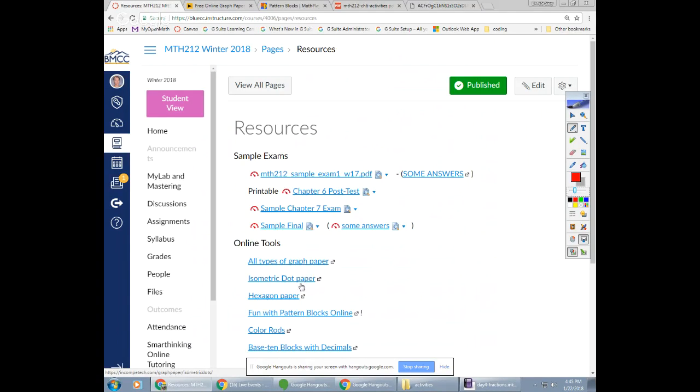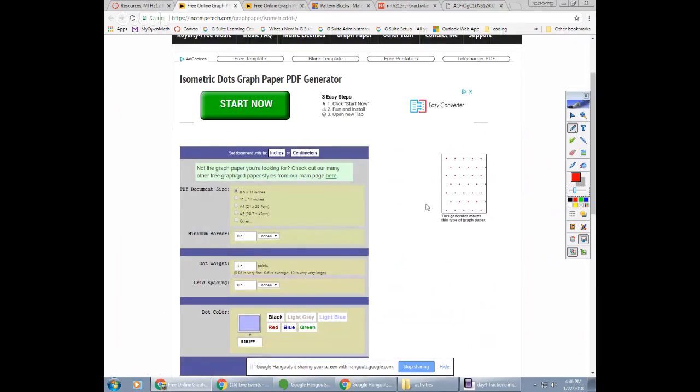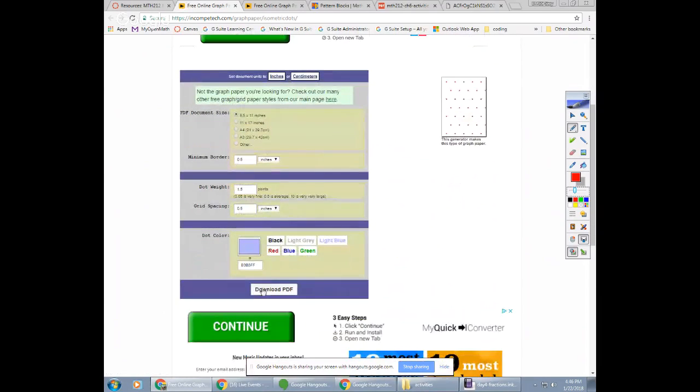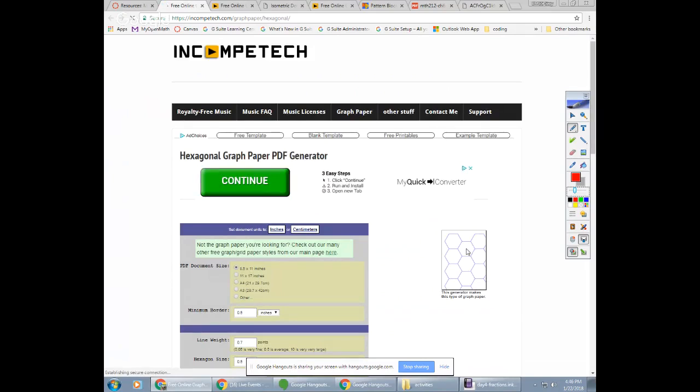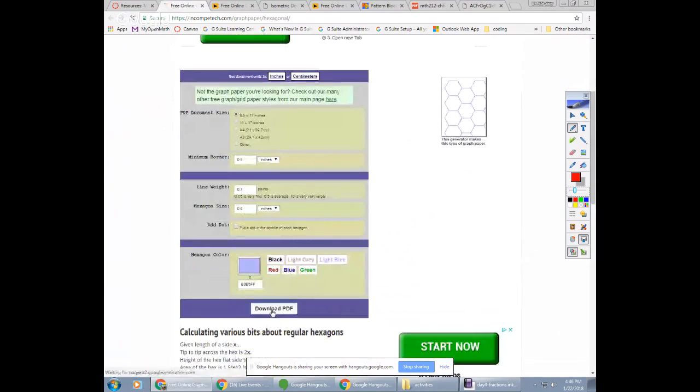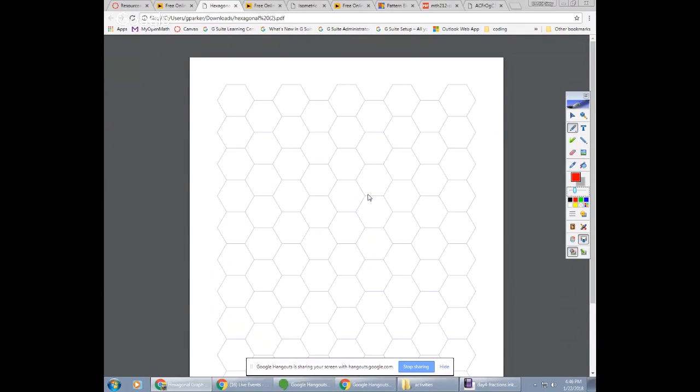If you need more dot paper between now and Wednesday, on the resources page, I have a link to my isometric dot paper. You can click there, and that'll take you to a place where you can design your own dot paper. The default is good. You could just go to download PDF and it'll download a file like the one I printed out for you. Another version of that is hexagonal paper, where it's already connected for you. It's just a bunch of hexagons on the page, and some people like that better than the dots. So you pick whichever kind of paper you want. Use the stuff I gave you. I can print more, or you can go print your own online.